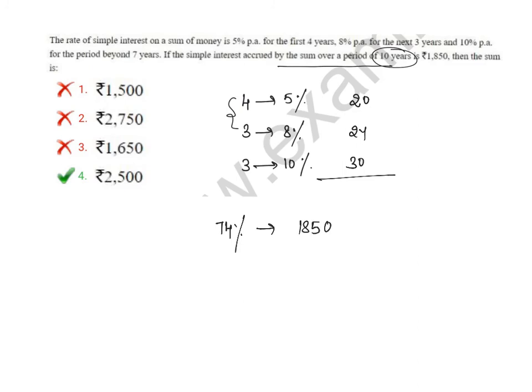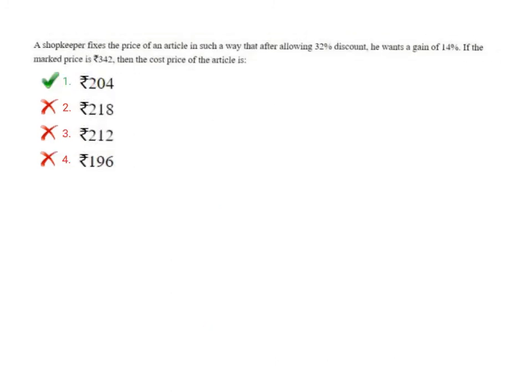So cancel it, 74 means it is 37 twos. So 185 is 37 fives. You can find out the common factor by looking at it. Therefore 37 twos are 37 50s. If 2% is 50, then 1% is 25. Therefore the sum, 100%, that is 2,500.